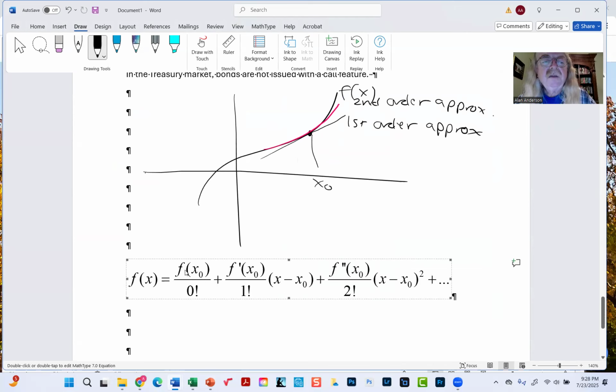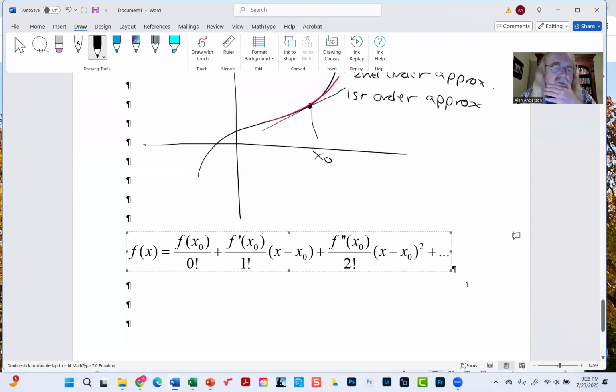We start with f evaluated at x0 over 0 factorial. Then we have f prime, the first derivative, evaluated at that point over 1 factorial, multiplied by x minus x0. Then we have the second derivative evaluated at x0 divided by 2 factorial times x minus x0 squared, plus dot, dot, dot. We can go out as far as we want. There are theorems we can apply to the remainder, but here we'll just stick with this. Keep in mind this F corresponds to the price yield curve.